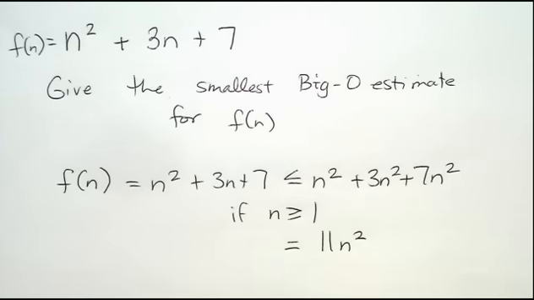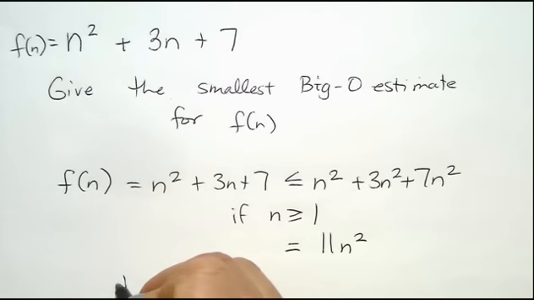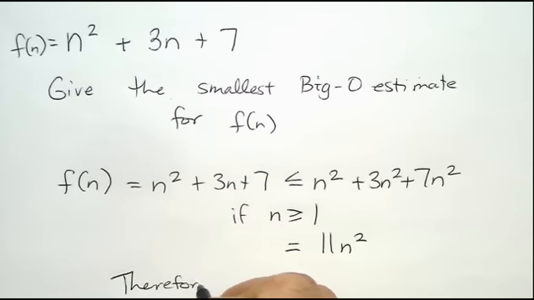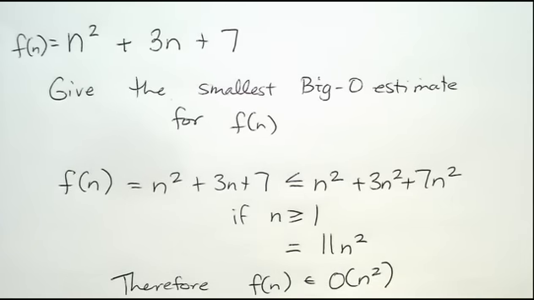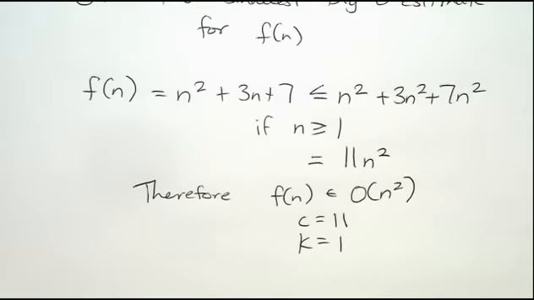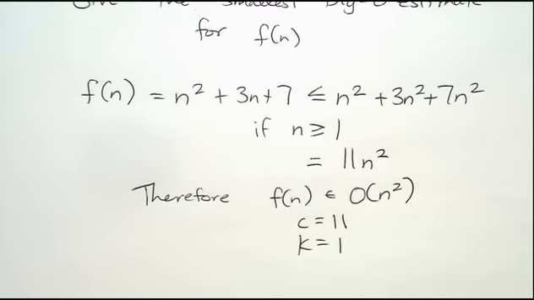All right, so now we just proved, so therefore, f of n is in big O of n squared. So C equals 11, K equals 1, right? Because we have just shown that f of n is less than or equal to 11n squared. So C is the constant that I multiplied by n squared, and K is the starting number where this inequality is going to work.